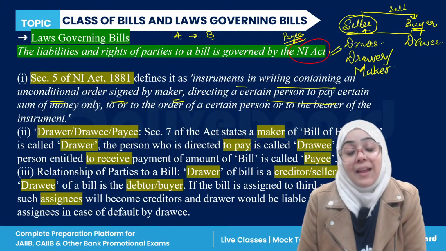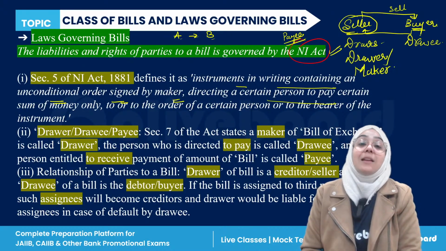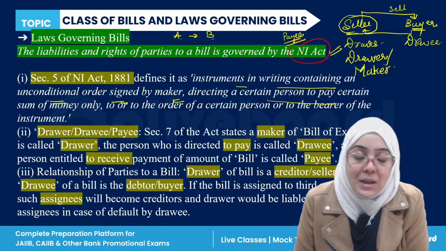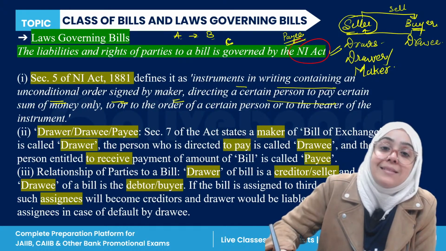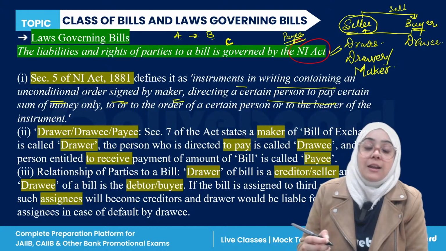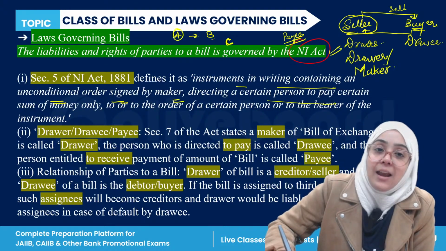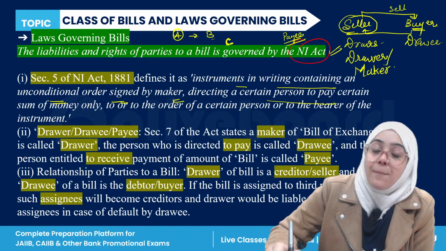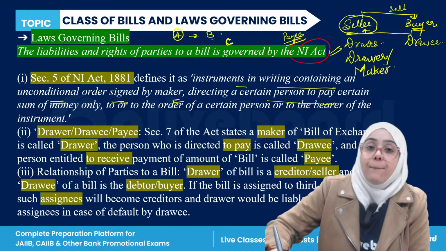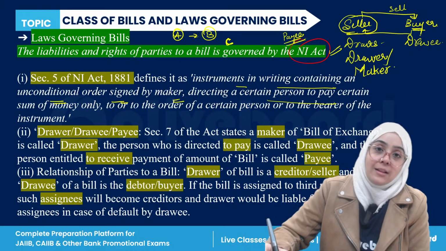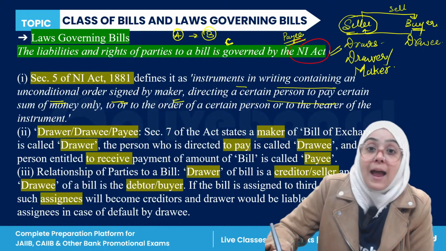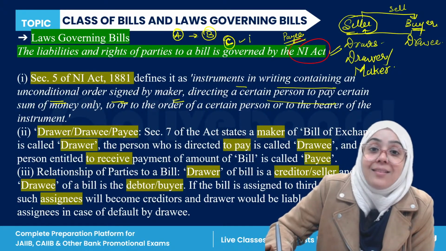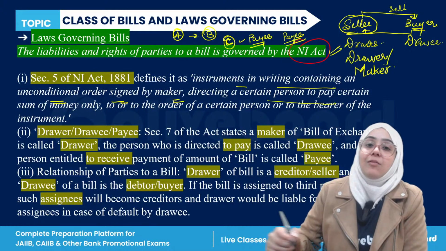For legalizing this, A just draws a bill of exchange on B, instructing B that you have to make payment after 30 days to C. Now, here A is the seller and he is the maker of the bill of exchange. B is the drawee, the one person who is given instruction to pay, right? And C is the payee, the one who is entitled to receive the payment.